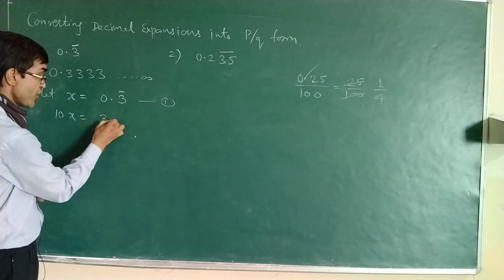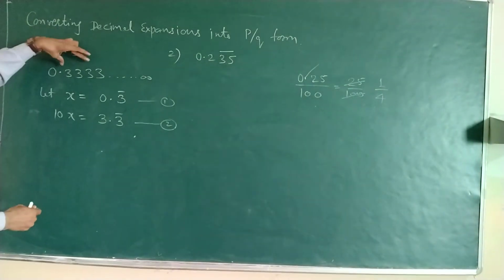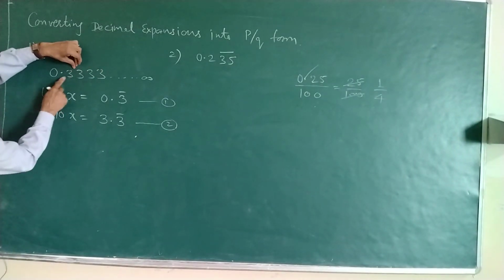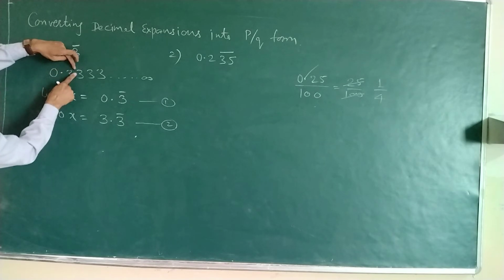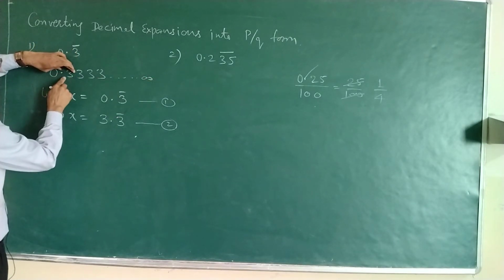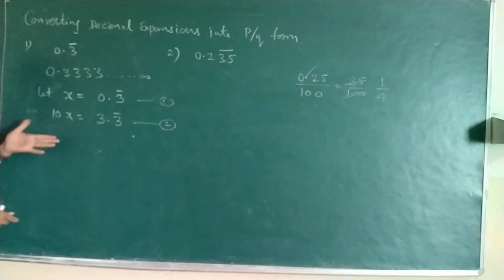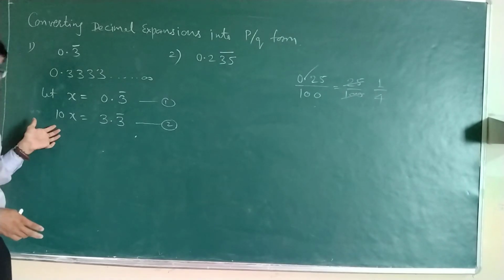This is 3.3 bar, because this is the same as this. If I multiply by 10, this decimal will shift here, so we will get 3.3333 and so on. So we can write it as 3.3 bar. So this is the second equation. Now just subtract the first equation from the second.